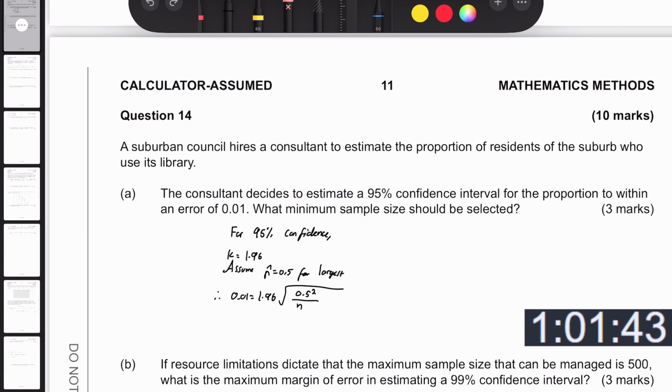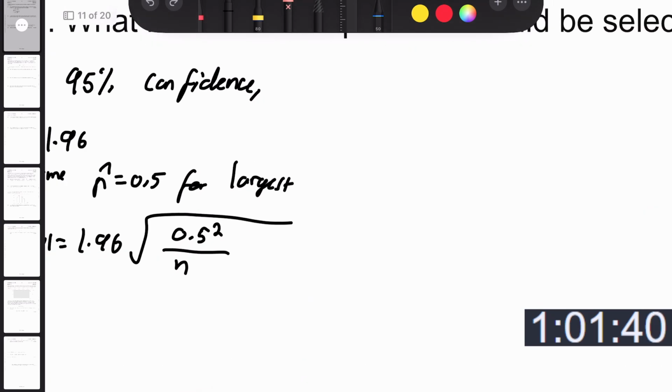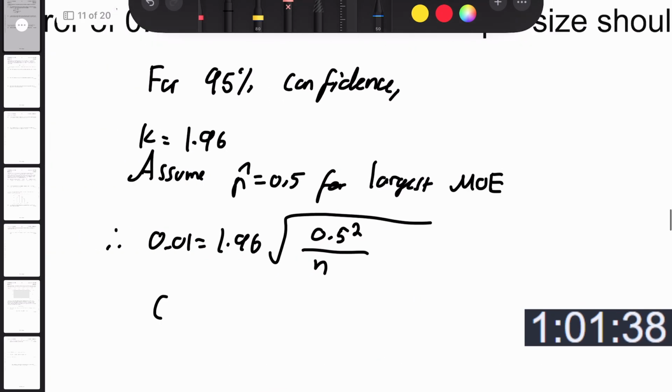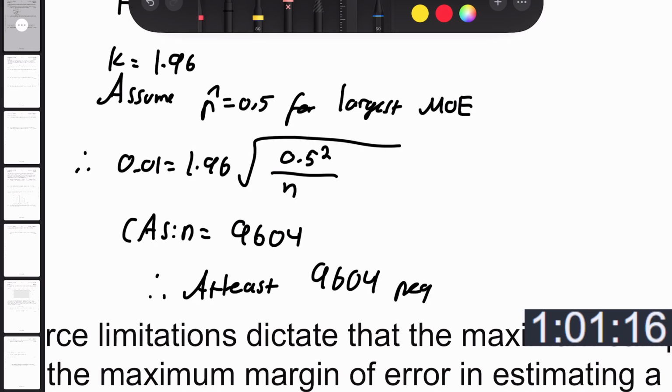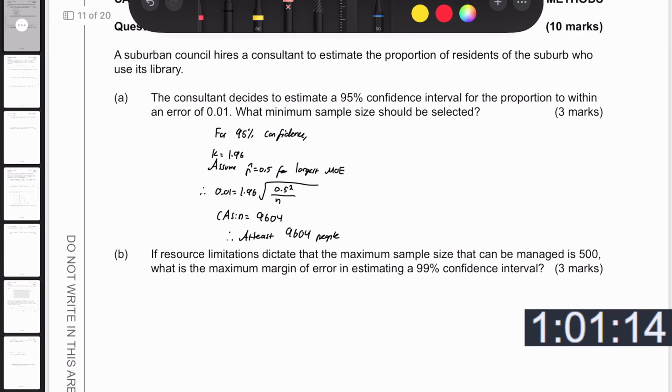Okay, if the error is 0.1, you can go either way. So the largest margin of error and n is equal to squared over x is 9604. Therefore, at least 9604 people. If resource limitations dictate the maximum sample size to be 500, what is the maximum margin of error resulting in estimating a 99% confidence interval?